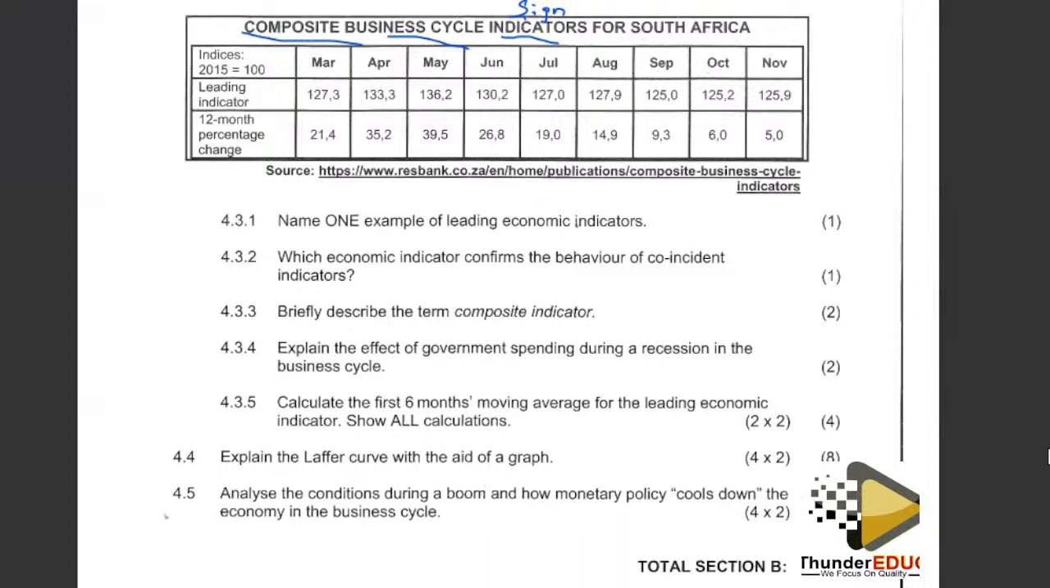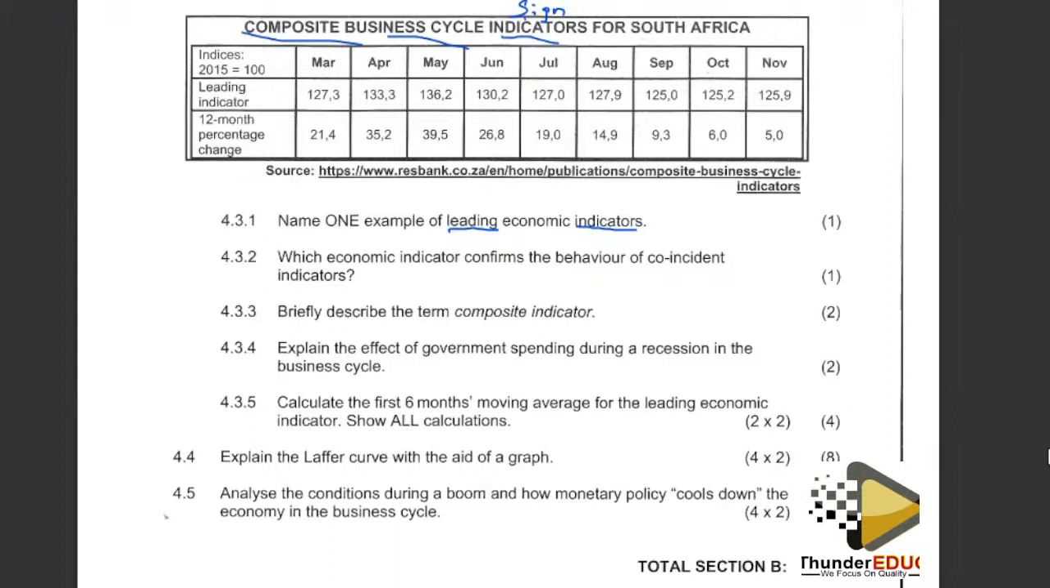Remember, I said whenever we talk of an indicator, we refer to a sign that can show us where the economy is heading. A leading indicator is an indicator that changes before the economy changes. It is the one that is leading us. So they need us to give examples, and even though the question needs only one, I'll try by all means to give as many as possible.